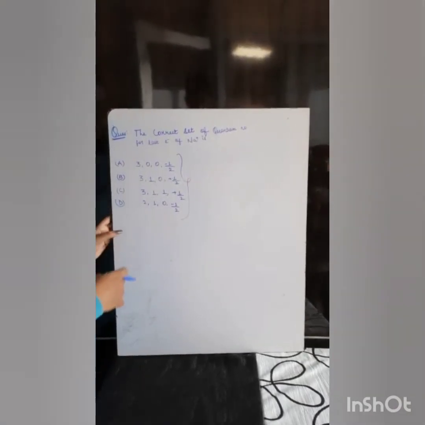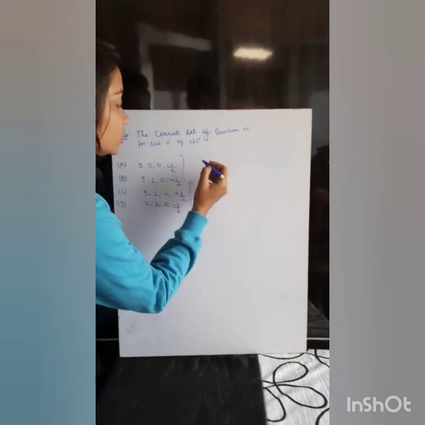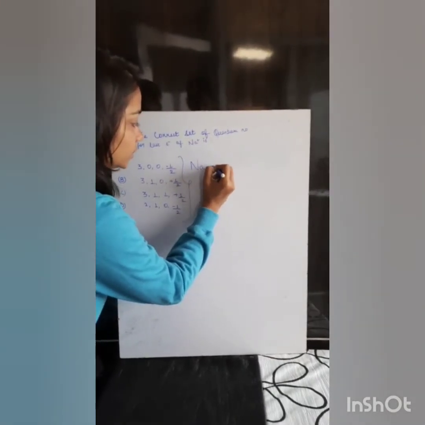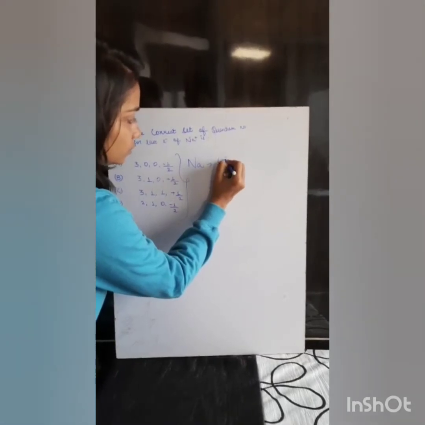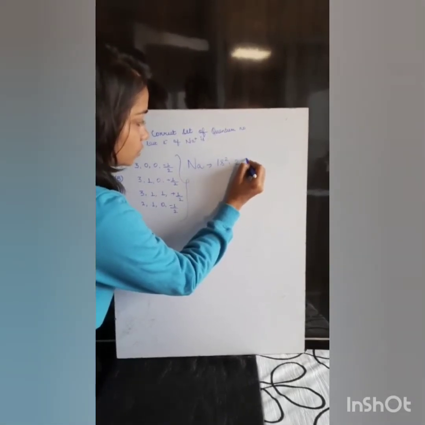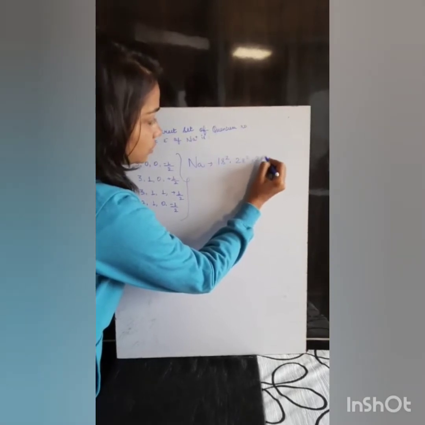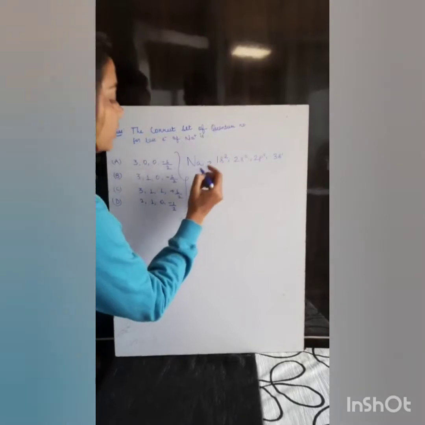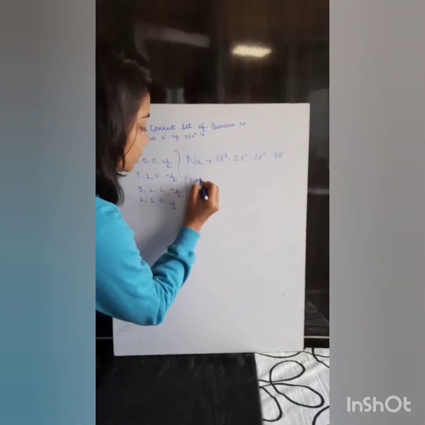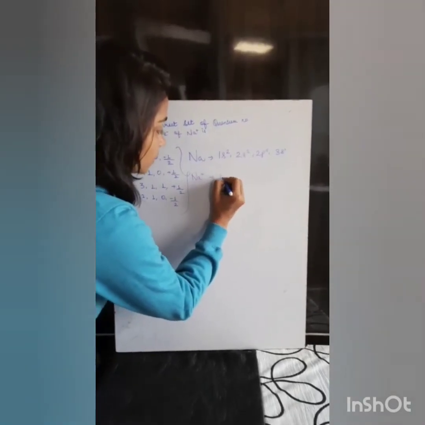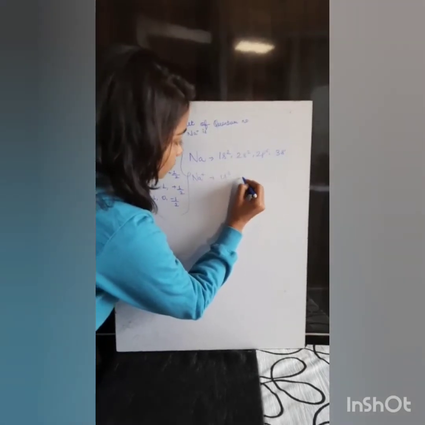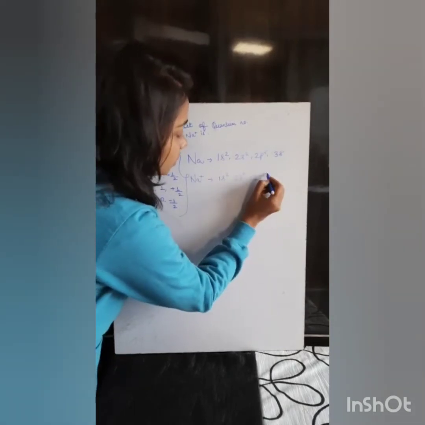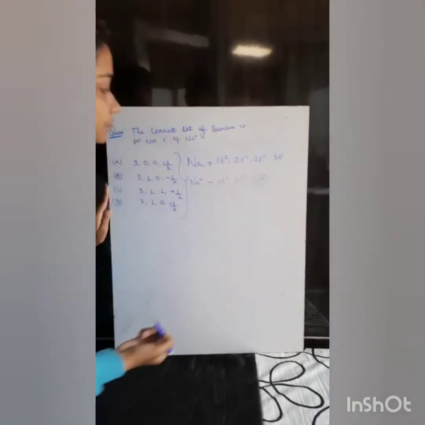The question is: the correct set of quantum numbers for the last electron of Na+ is, and these are the options. Let's begin. For this we have to calculate the electronic configuration of Na, that is 1s2, 2s2, 2p6 and 3s1. For Na+ the electronic configuration will be 1s2, 2s2, 2p6. So the electron resides in the second shell.